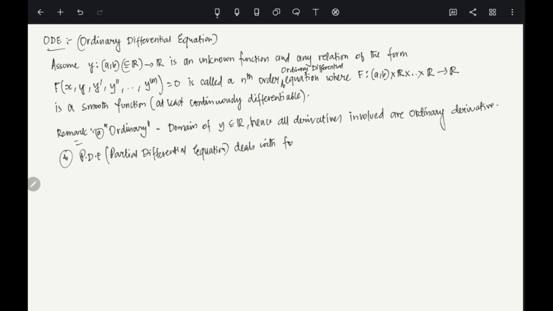So it deals with functions from omega subset of Rn, where n is greater than or equal to 2. The derivatives involved will be ux, uy, and so on, so such derivatives as uxy will be involved. So it's called a PDE. Anyways, for this course we are only going to concentrate on ODE. So let's look at this.